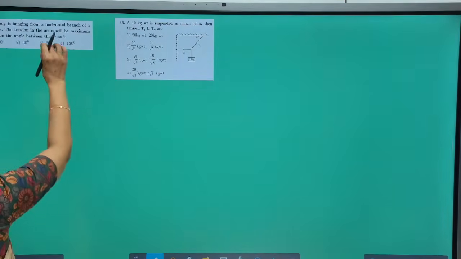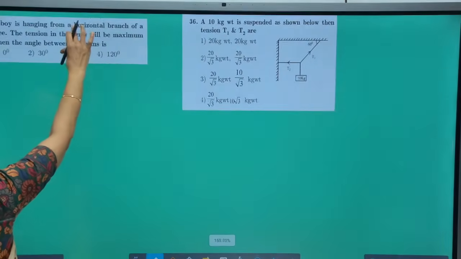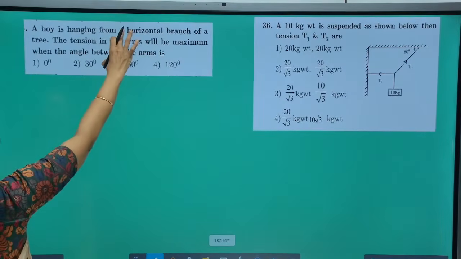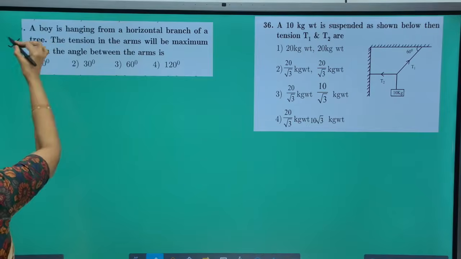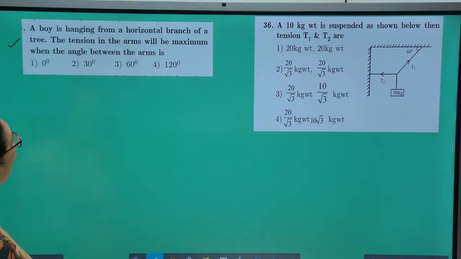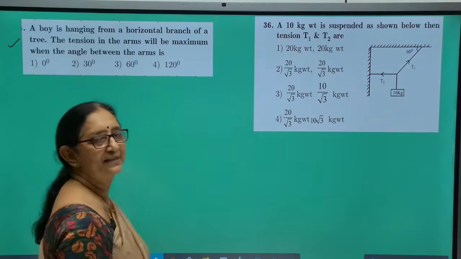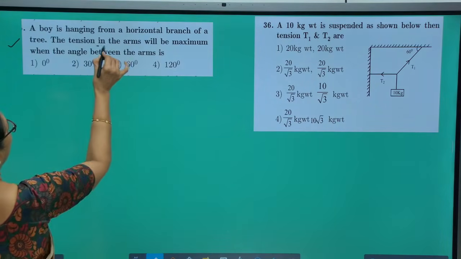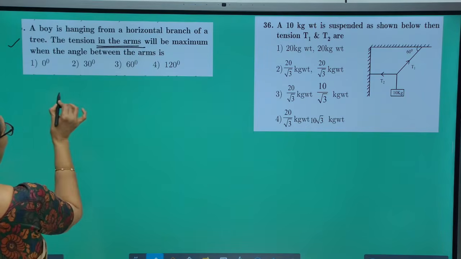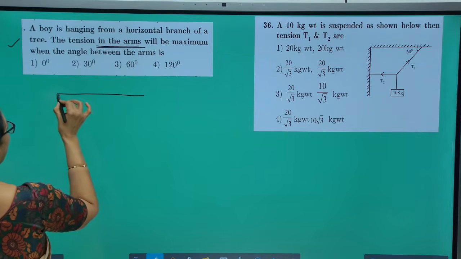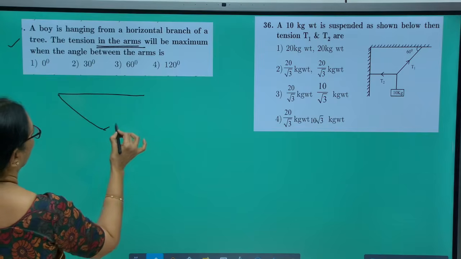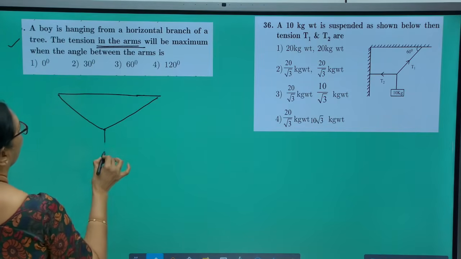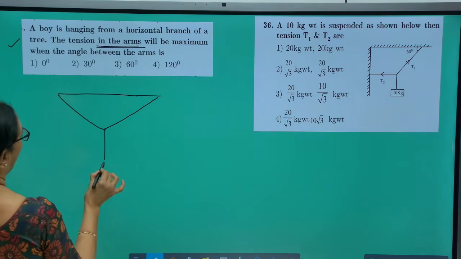Look here, this one. See, this one. A boy is hanging from a horizontal branch of the tree. Tension in the arms is maximum when? See here, tension in the arms. Both arms tension must be maximum. Then what should be the angle?